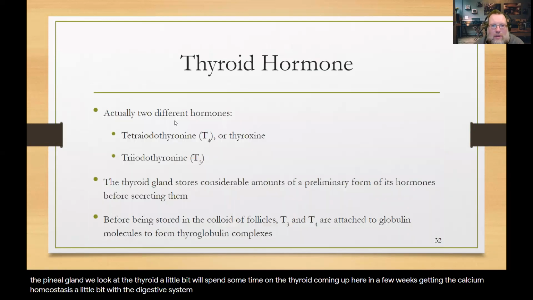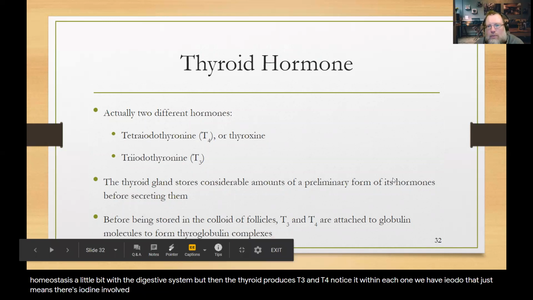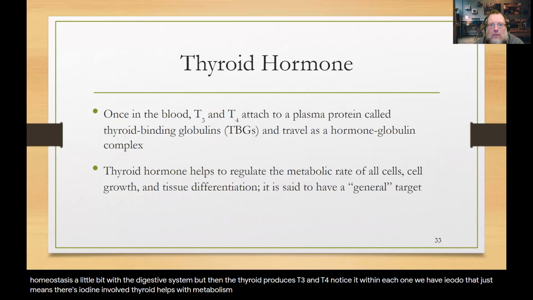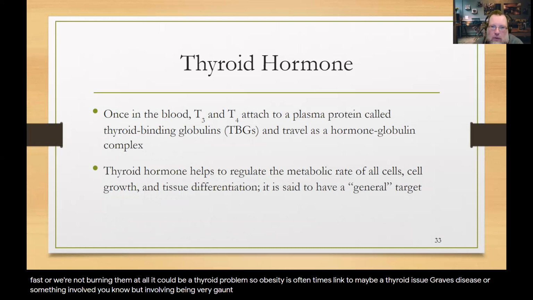But yeah, the thyroid produces T3 and T4. Notice within each one we have iodo. That just means there's iodine involved. Thyroid helps with metabolism. So if we have a metabolism problem, too much, we're burning calories too fast, or we're not burning them at all, it could be a thyroid problem. So obesity is oftentimes linked to maybe a thyroid issue. Graves' disease or something involving being very gaunt, frail, thin, is also a hypersecretion issue. So hyposecretion, not enough thyroid hormone, slows metabolism.